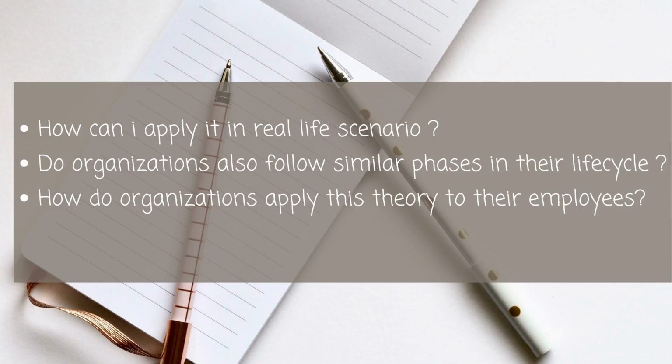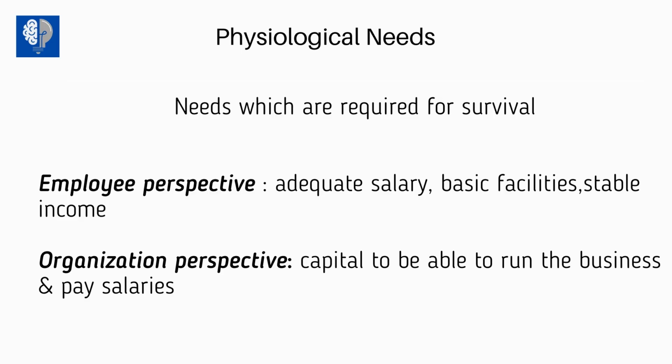Now that we are familiar with the basic concept, let's see this theory from a practical perspective, that of an employee and organization. We'll go need by need. Physiological needs. From an employee perspective, the most basic needs will include an adequate salary, which will cover expenses of food, shelter, clothes, water, and electricity. And this income must be stable, that is, a fixed monthly salary or at least something which is in the person's control. For example, a commission based salary.